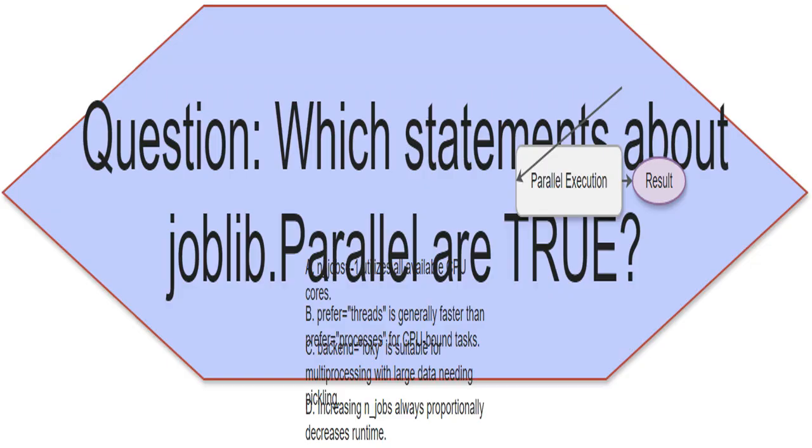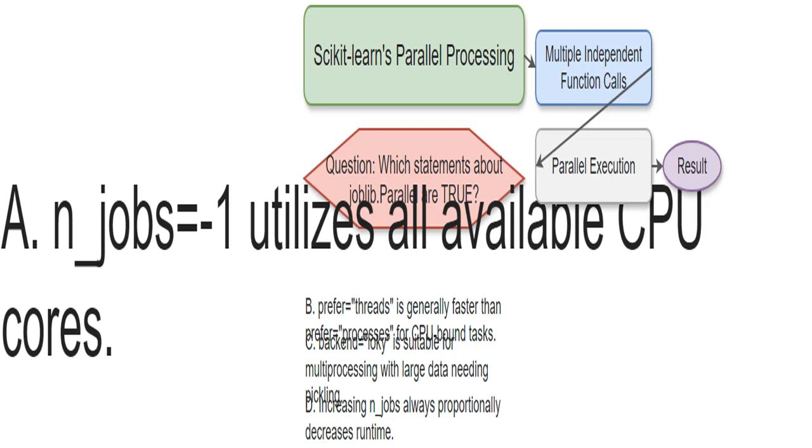This question is testing your knowledge of the options and settings within Sklearn's Parallel class, which uses joblib Parallel under the hood to handle the parallel execution. The n_jobs parameter controls how many cores are used. Setting it to -1 means use all available cores, which is usually the fastest way to process things. Think of it like assigning all your chefs to work at the same time to make the meal quickly.